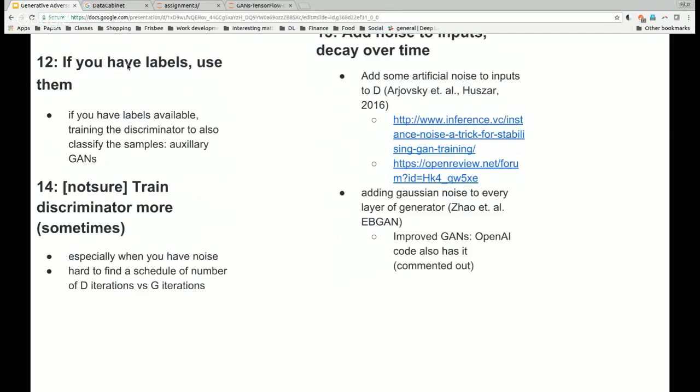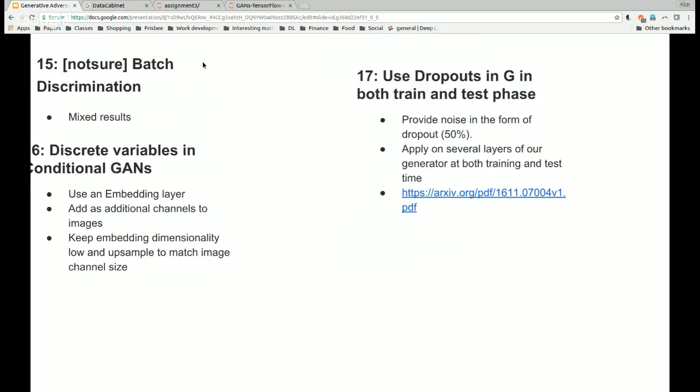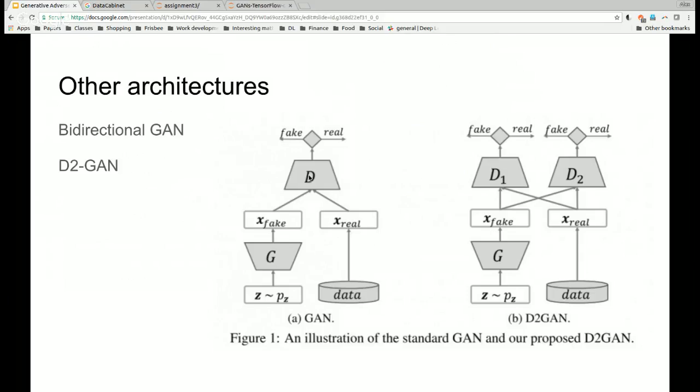And here, if you have labels, you can do conditional GANs, and this will provide a lot more information. They also mention using batch statistics and adding that to GANs, and that actually helps a lot, because you're giving it more information, so it can distinguish between samples a lot better. You can train the discriminator more, add noise, batch discrimination, discrete variable conditional GANs, once again dropout, et cetera.